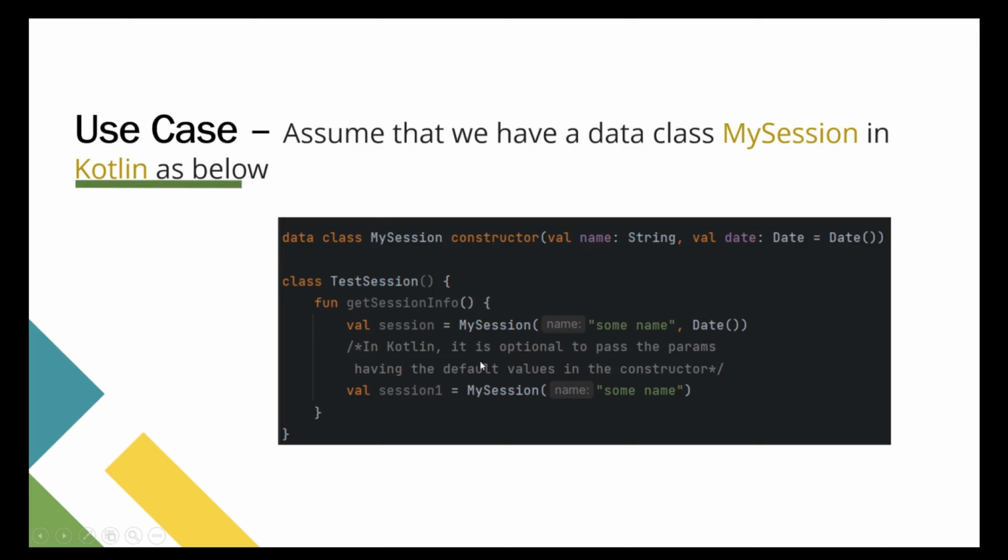The other way to create the same object is that we can just pass the name parameter. We can exclude passing the date value because we have already passed the default value in the constructor. So it is not mandatory in Kotlin that you have to pass all the parameters if there are already default values available in the constructor. So in this case, it will take it as just a name value. But how will this work in Java?